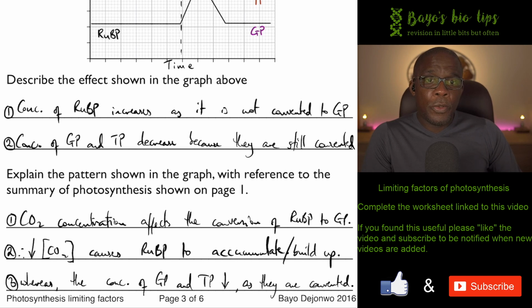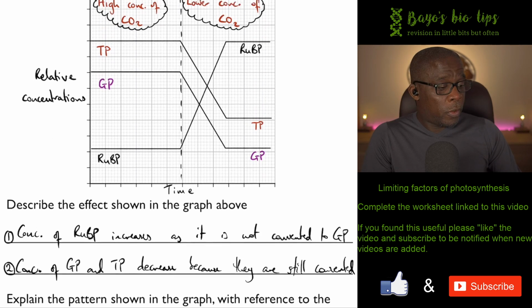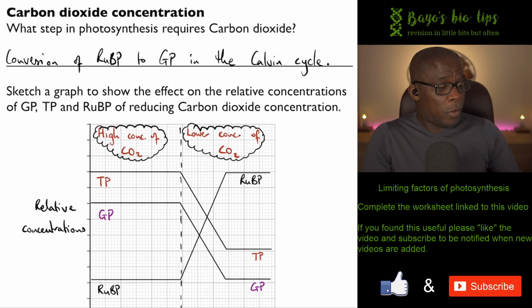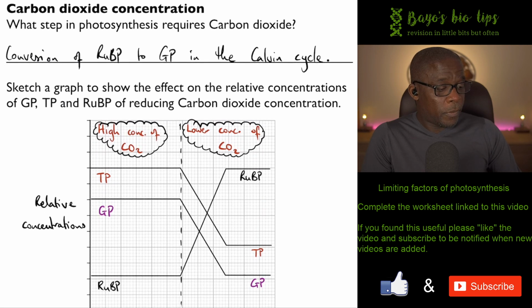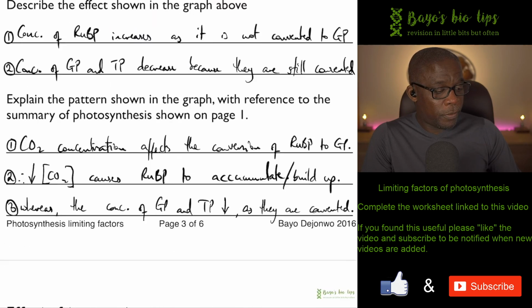Okay, so that's the effect of carbon dioxide on the process. So TP and GP drop, RUBP increases, and that's because RUBP is being converted to GP when carbon dioxide is present. And so if it becomes absent, you don't have that conversion.